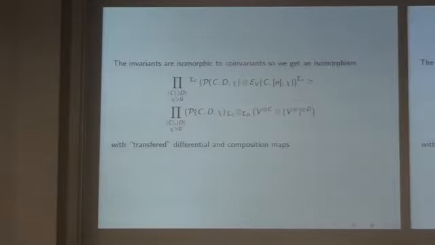And the invariants are, in this case, isomorphic with coinvariants. So you can also take this component by component, then together these spaces are also isomorphic. And you again can transfer the differential and the composition maps.